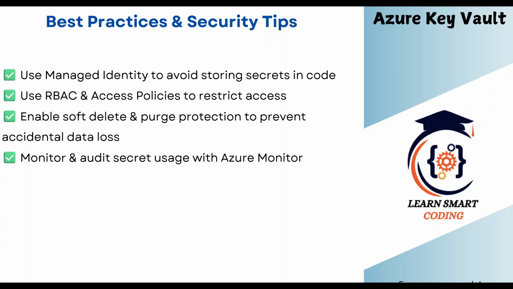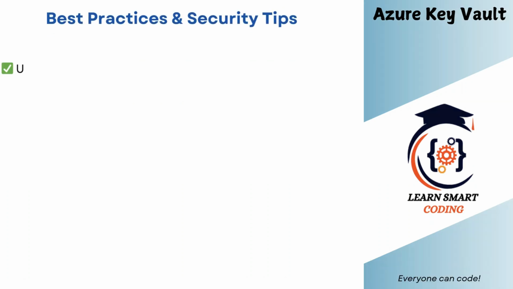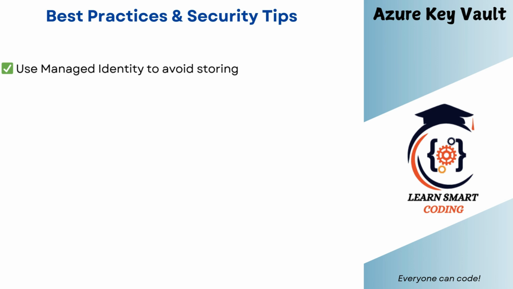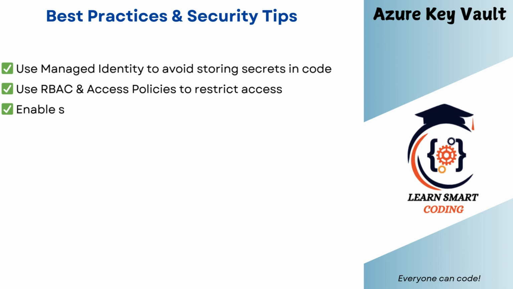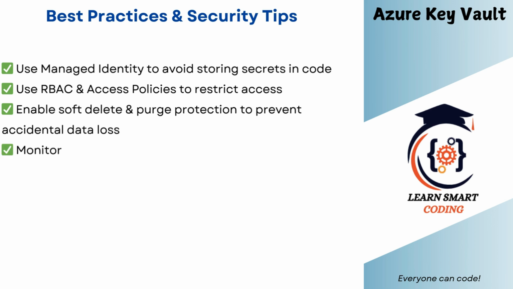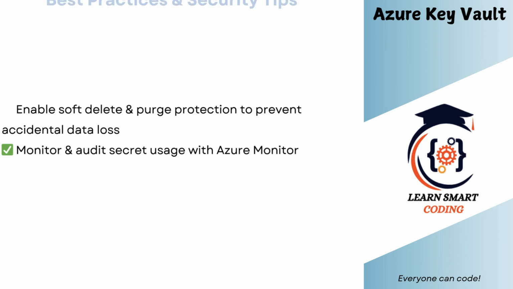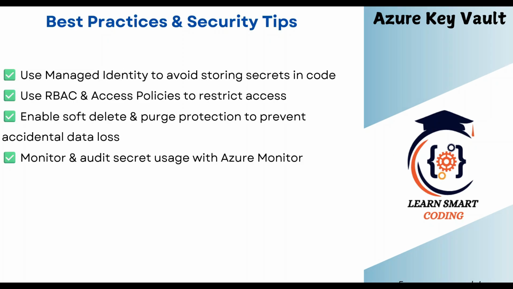Let's revise our best practices and security tips. So this managed identity, whatever you saw, is used to avoid storing these secrets in the code. You can also use RBAC and access policies to restrict access, which you also saw in the demo. And this key vault, you can also enable soft delete and purge protection to prevent accidental data loss. And the last part is monitoring and auditing secret usage with Azure Monitor. So these are the best practices that you can follow, and some of the important security tips.